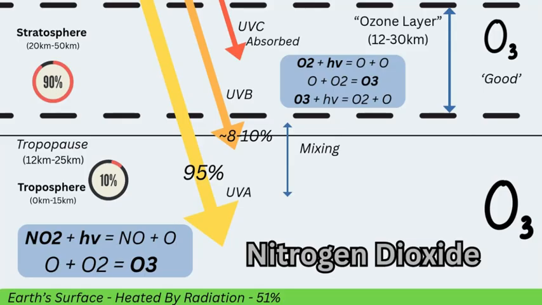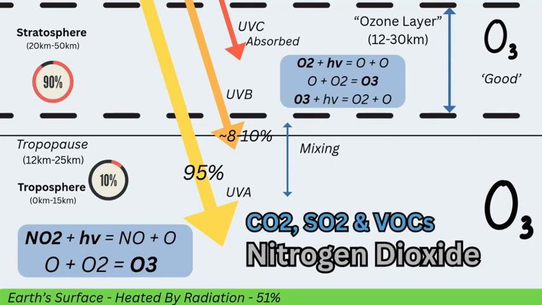So tropospheric ozone mostly comes from the breakdown of NO2 with sunlight, but also can form with the breakdown of other air molecules and compounds such as CO2 or SO2 or carbon monoxide. Now, all of these contain an oxygen which, when broken down, will then form O3, tropospheric ozone.